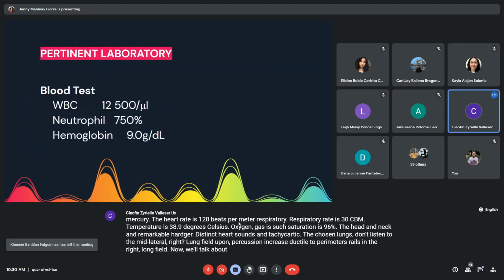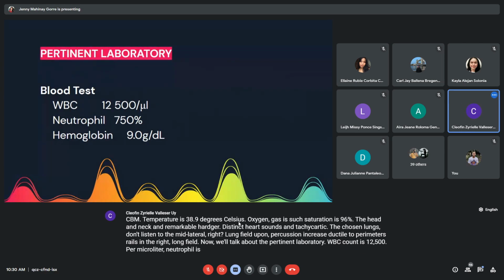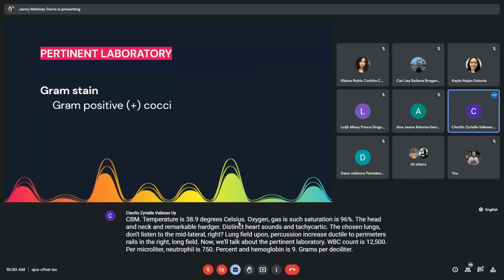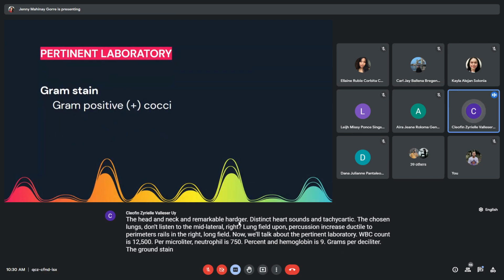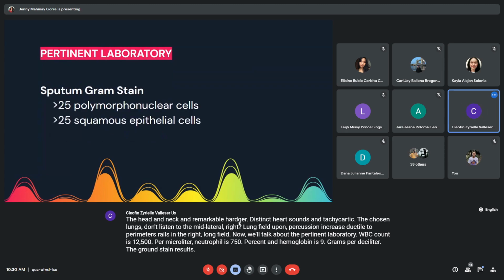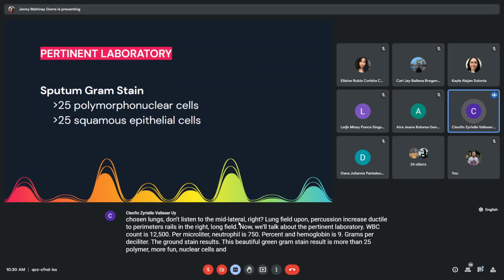Now we'll talk about the pertinent laboratory. The WBC count is 12,500 per microliter. Neutrophil is 75%, and hemoglobin is 9 grams per deciliter. The gram stain result is gram-positive cocci. The sputum gram stain result is more than 25 polymorphonuclear cells and more than 25 squamous epithelial cells.